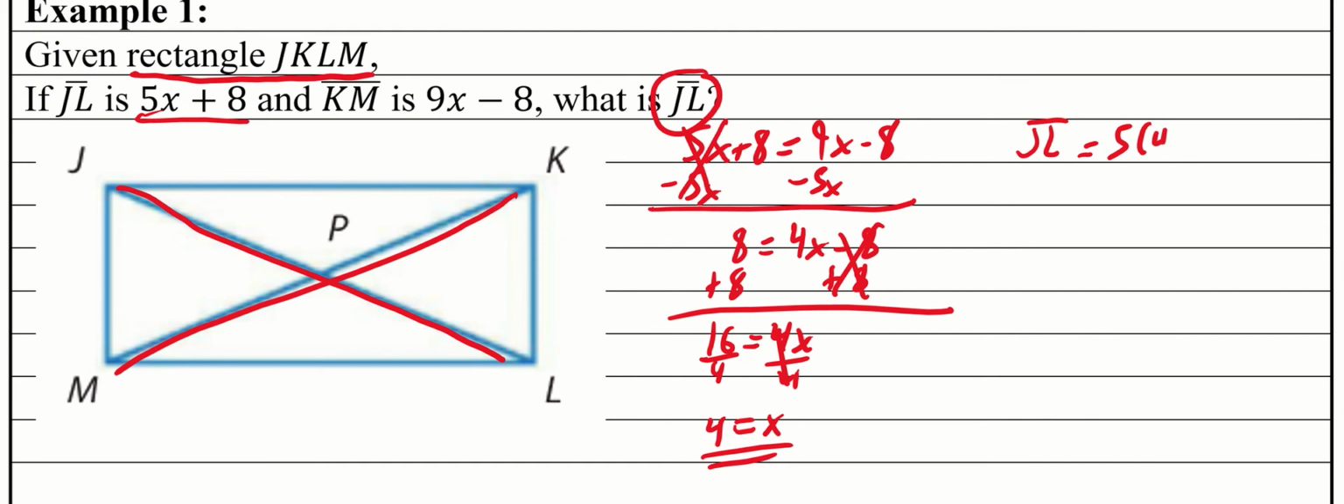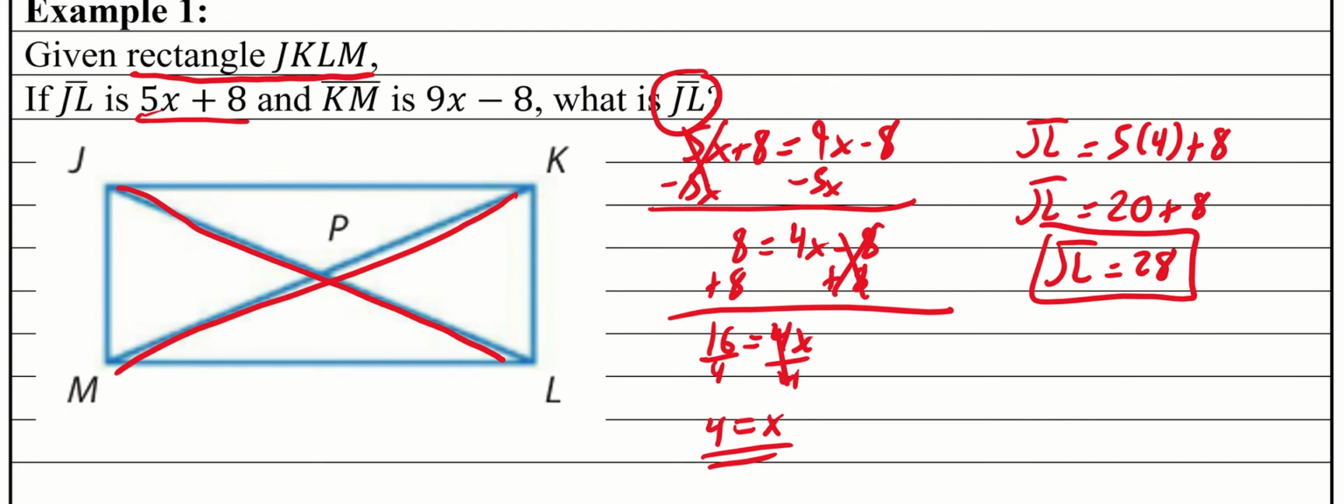So this is going to be 5 times 4 and then plus 8. And then I just need to simplify here. So JL equals 5 times 4, which is 20. And then plus 8. So the length of JL here is going to be 28. Okay, and the good news is if I made a mistake and I plugged it into the other one, since they're the same length, it would come out to be the same number as well. So you'd still get the correct answer. Okay, so that's simple enough how we can use a property with rectangles here.